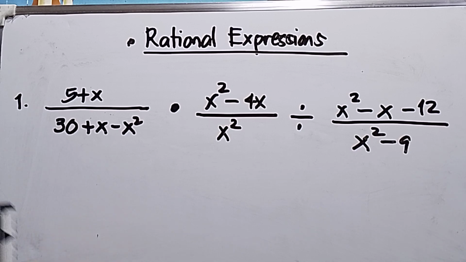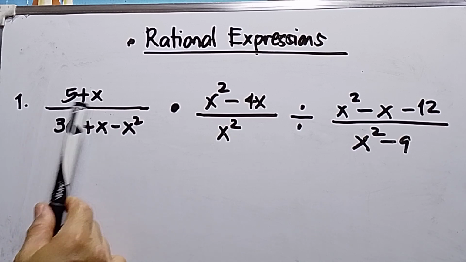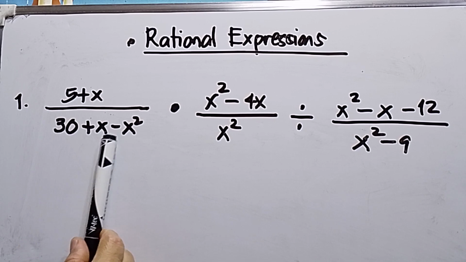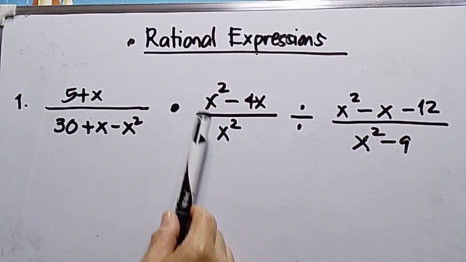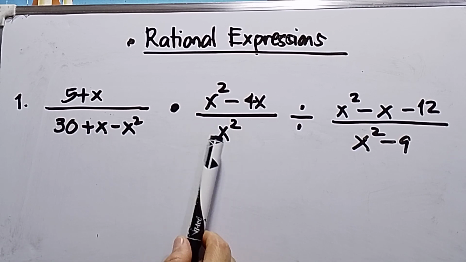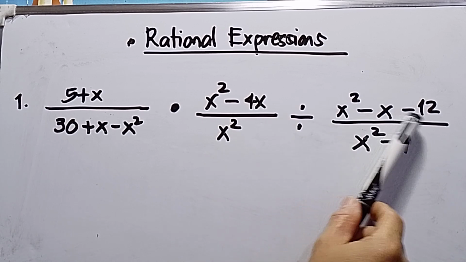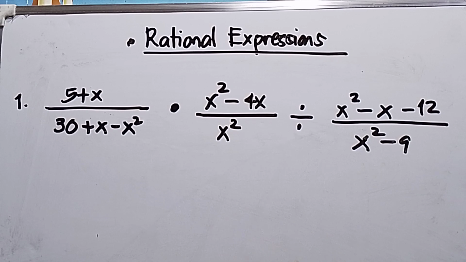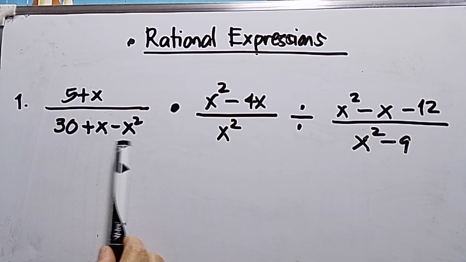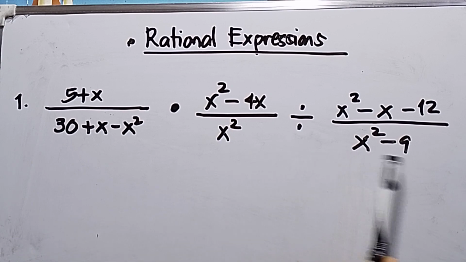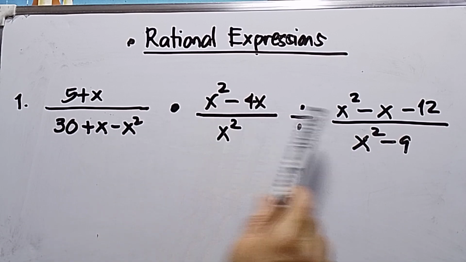So I have here number 1: (5 plus x) over (30 plus x minus x squared) times (x squared minus 4x) over x squared, divided by (x squared minus x minus 12) over (x squared minus 9). As we notice for these terms, we have trinomials and then difference of two squares. So we need to factor out this one and this one.